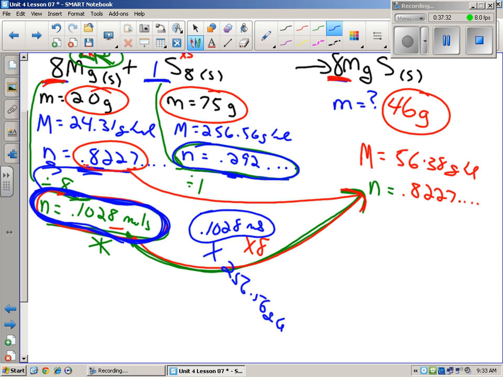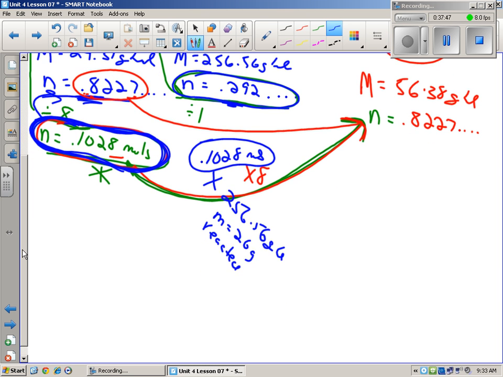You're going to get, yes, 26 grams would have reacted. Okay. Now, there is a little thing about this as well. So 26 grams would have reacted.